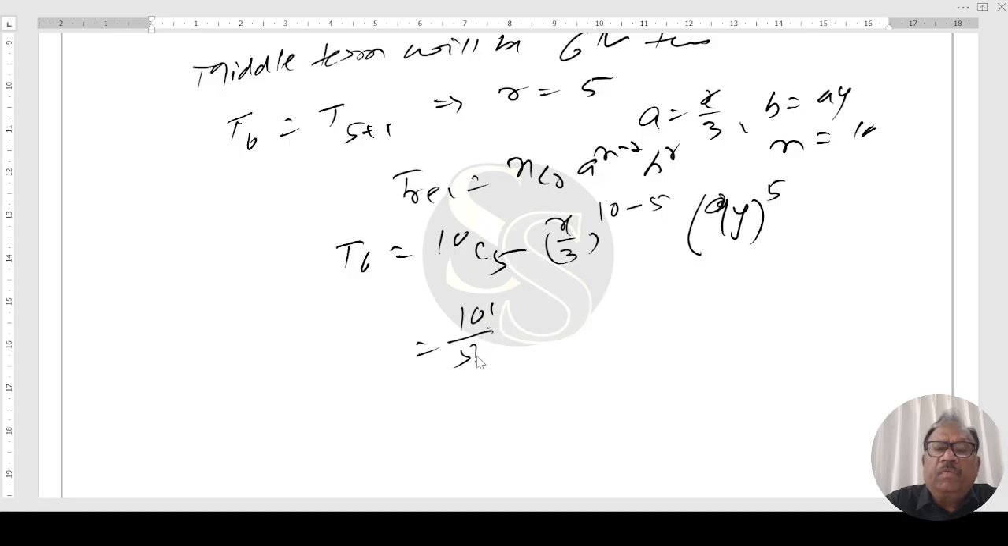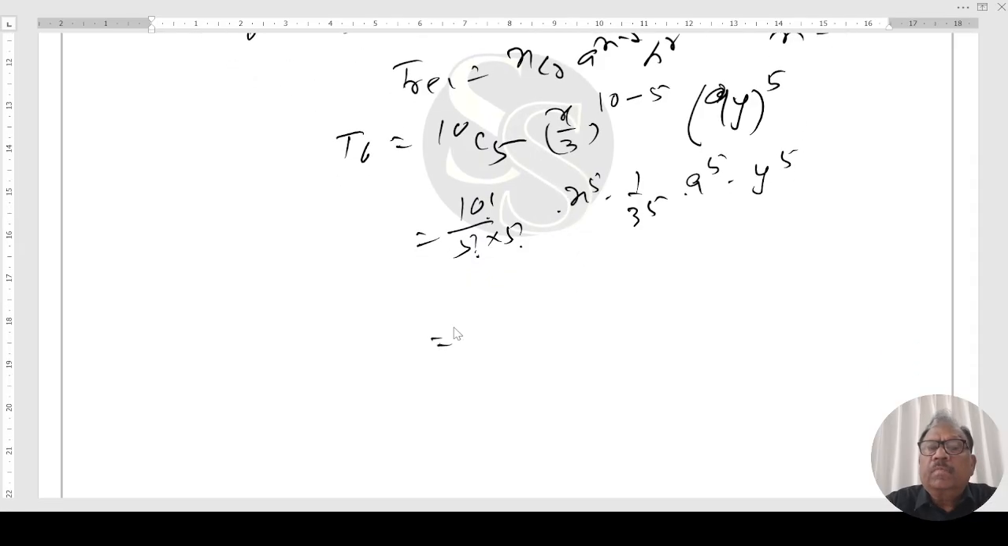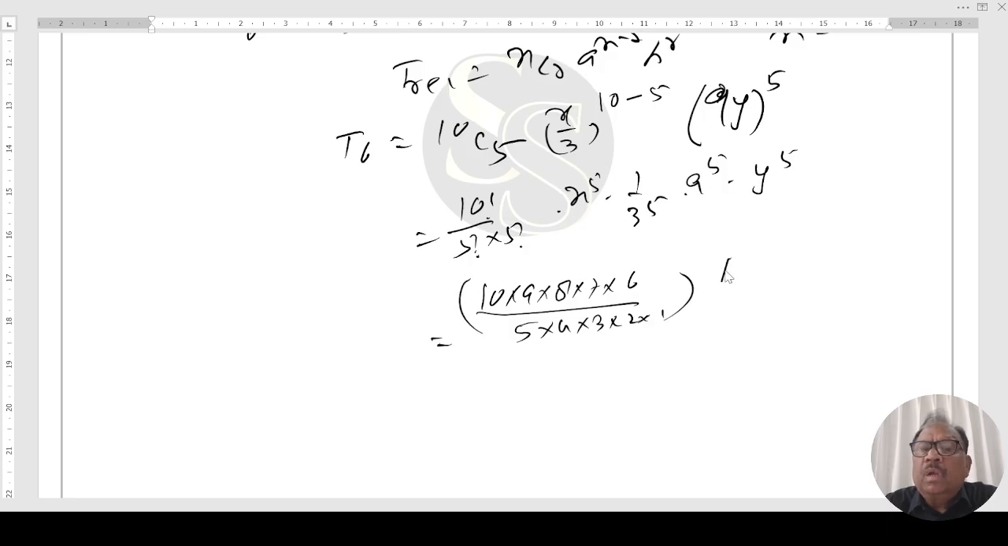factorial 10 upon factorial 5 into factorial 5 into x to the power 5 upon 1 over 3 to the power 5 into 9 की पावर 5 into y की पावर 5. इसको सिंप्लीफाई कर लेते हैं. So this comes out to be factorial 10 into 9 into 8 into 7 into 6. Factor 5 cancel हो गया. 5 into 4 into 3 into 2 into 1. And this will become 9 by 3 की power 5, x की power 5, y की power 5, 3 की power 5. Right?